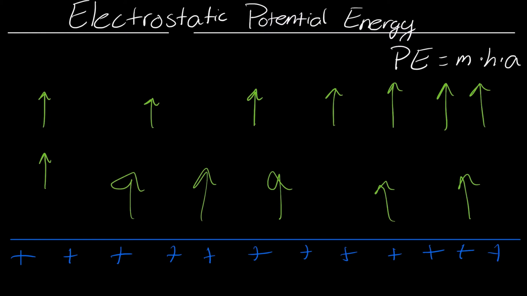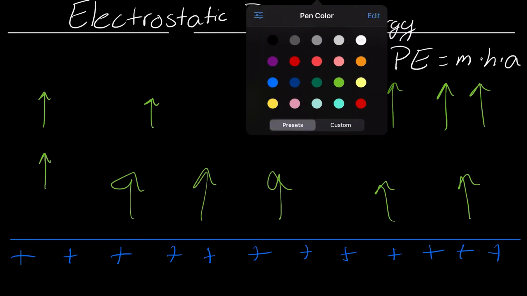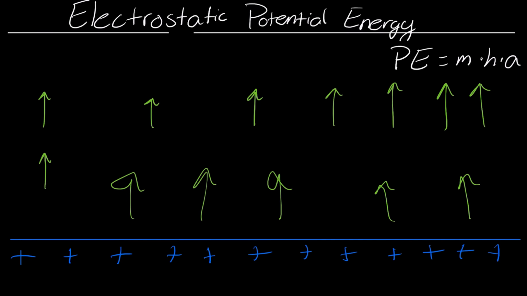Now, let's give a hypothetical strength to this electric field. Let's say 10. So we're going to write that down as E vector, and that would equal 10 newtons per coulomb, which is basically the force per charge.